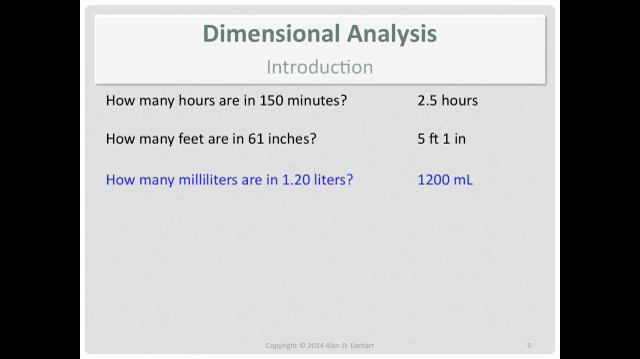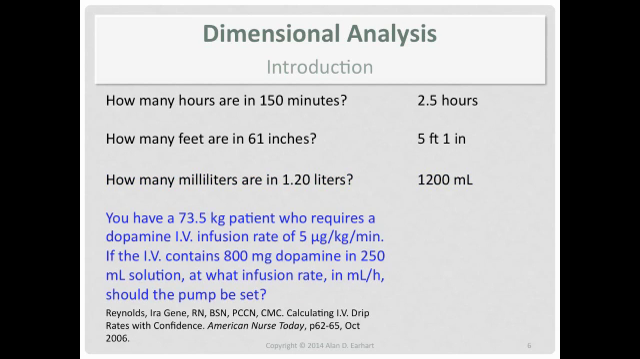Here, get some paper out, get a pencil out, calculator. And then I'll read it, give you some time to work on it, about the same time I gave you on the other ones. You have a 73.5 kilogram patient who requires a dopamine IV infusion rate of 5 micrograms per kilogram per minute. If the IV contains 800 milligrams dopamine in 250 milliliter solution, at what infusion rate in milliliters per hour should the pump be set?